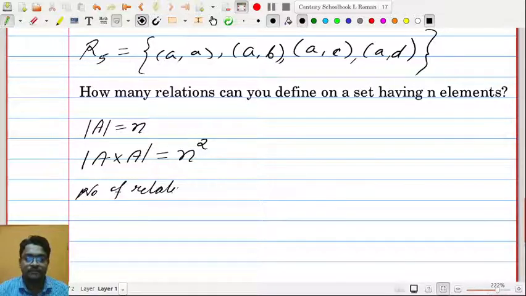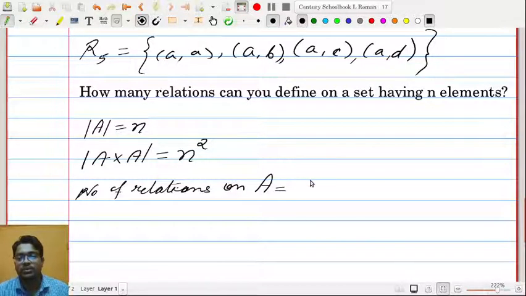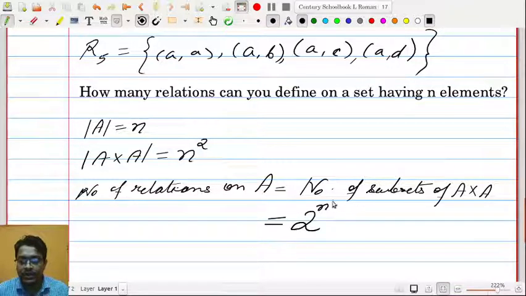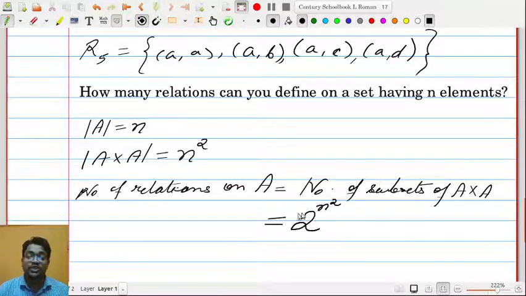Number of relations on the set A will be equal to the number of subsets of A cross A. So how many subsets are there of a set having n square elements? There are exactly 2 to the power n square subsets. So number of relations on the set A is exactly equal to 2 to the power n square. If the set A has n elements, then exactly this many relations we can define.